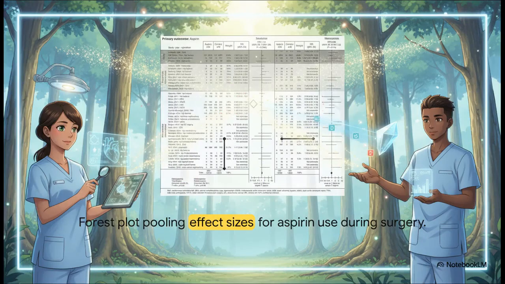When we do synthesize multiple studies into a meta-analysis, we use forest plots to pool the effect sizes together. Take aspirin use during non-cardiac surgery, for example. By combining a bunch of smaller studies, we can significantly decrease sampling error and vastly increase our statistical power. When you map this out, you'll see a confidence interval for each individual study weighted by its size, all rolling up into one master conclusion. Synthesizing data this way is just brilliant for clarifying those disparate, conflicting results you sometimes get from smaller independent trials.